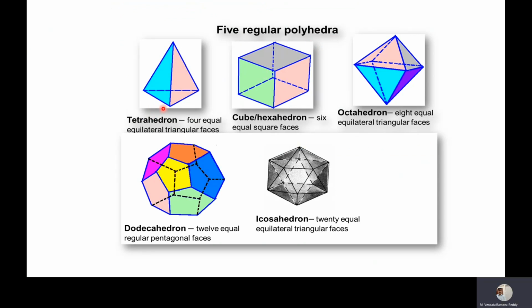Then 5 regular polyhedra. It's a tetrahedron. Tetrahedron is nothing but it's having 4 equilateral triangular faces. Cube, 6 equal square faces. Octahedron, 8 equal equilateral triangular faces. Similarly, we have remaining ones.